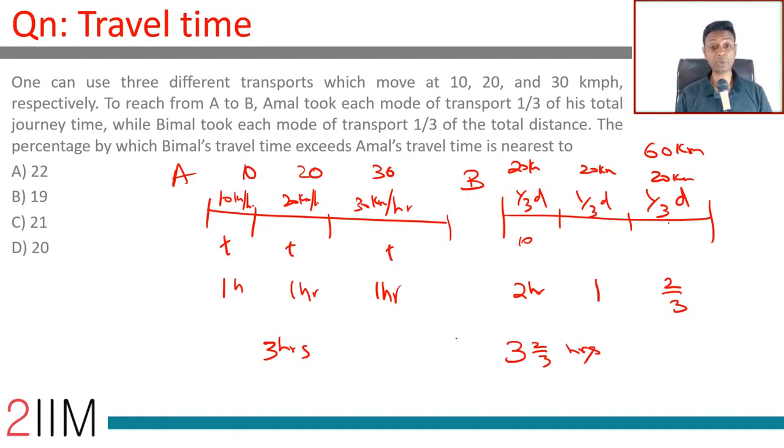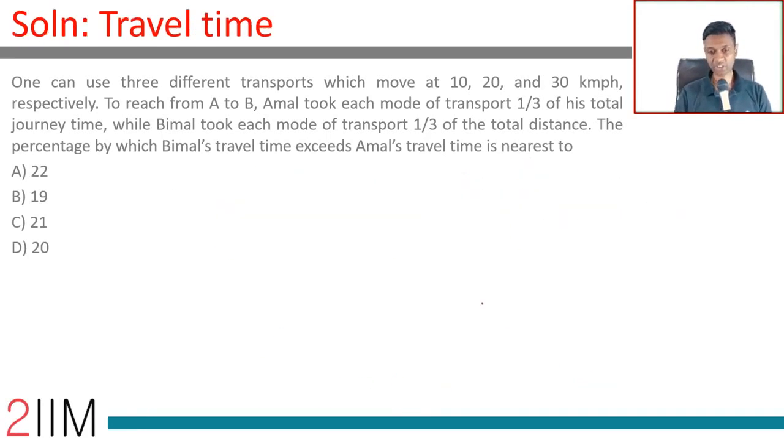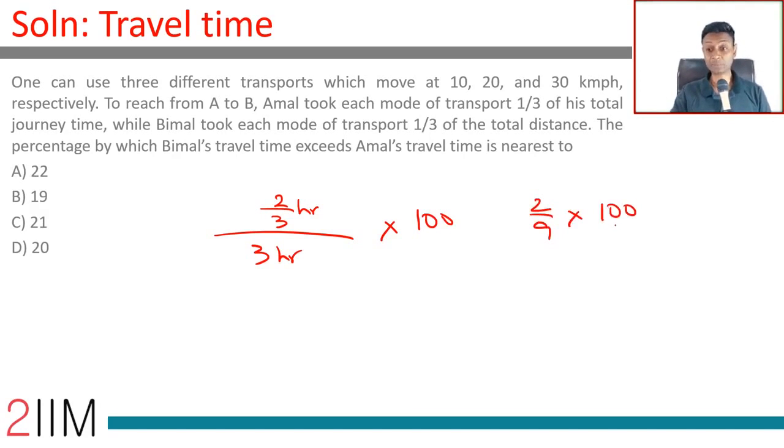The percentage by which Bimal's travel time exceeds: the difference is 2/3 of an hour. Percentage increase is 2/3 of an hour upon 3 hours into 100, which is 2 by 9 into 100. 2 by 9 as a percentage is 22%. Give or take, 22% is the number you're looking for. It helps if you assume a total distance value, and if you assume it as 60 kilometers, life becomes very simple. So wonderful question, delightful question, simple question.